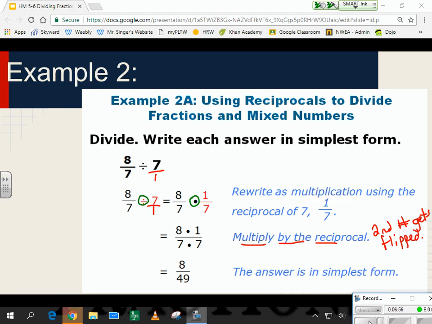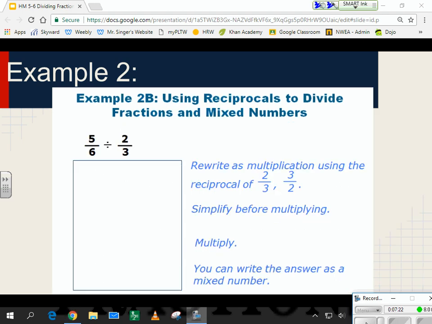8 times 1 is 8. 7 times 7 is 49. And you get 8 49ths. So you actually end up with a smaller number than what you had to begin with. So copy this one down as an example before we move on. You may want to copy down the other examples too, because they're going to get progressively harder each time.